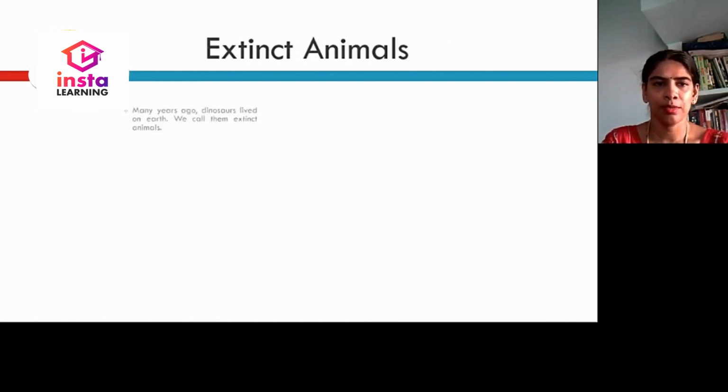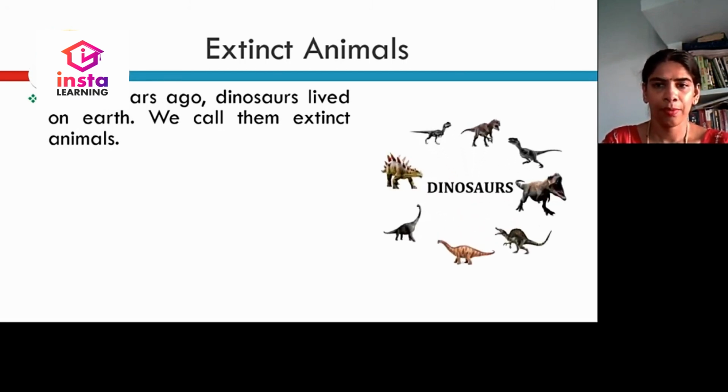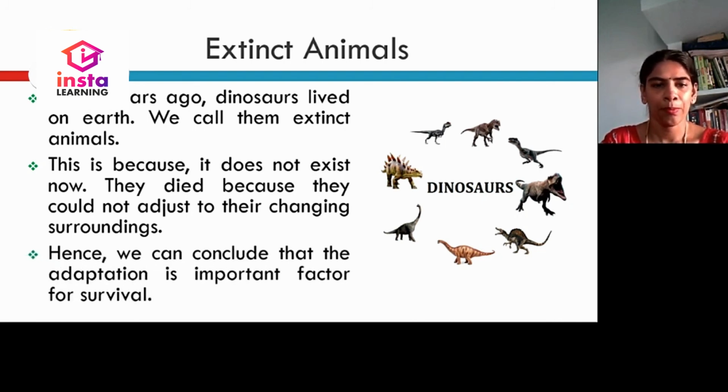Extinct animals. Many years ago, dinosaurs lived on the earth. We call them extinct animals. Why? This is because they do not exist now. That means they have died. They could not adjust to their changing environment, and so survival was not possible for them. Hence, we can conclude that adaptation is an important factor for survival.